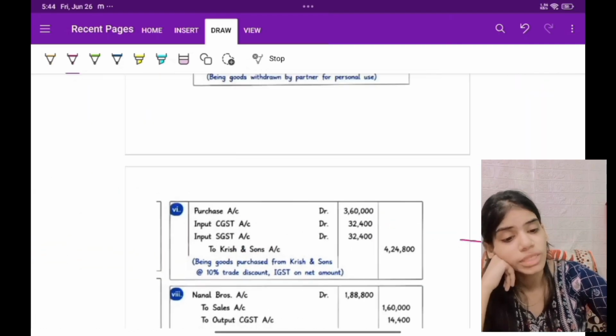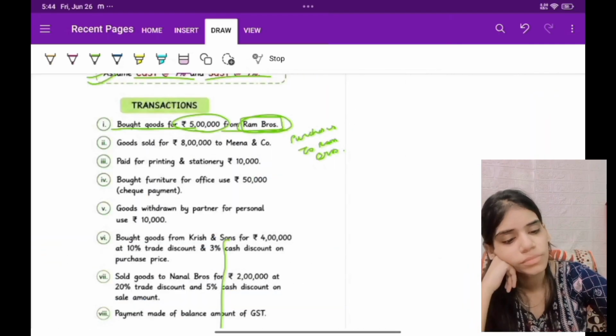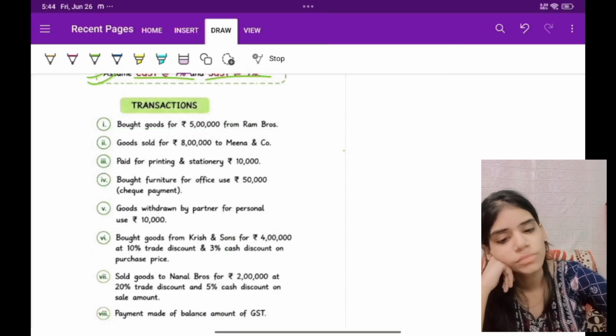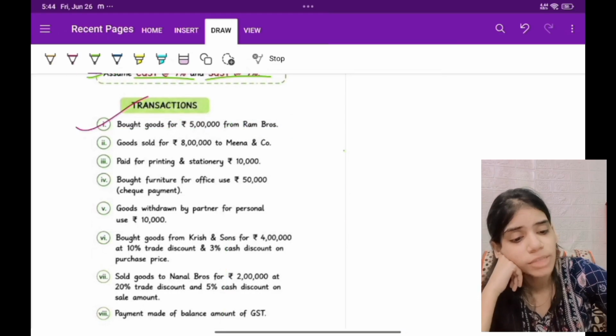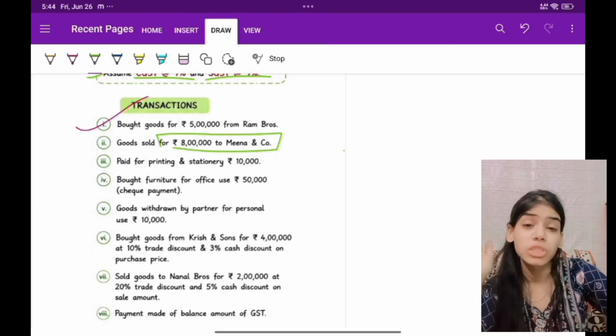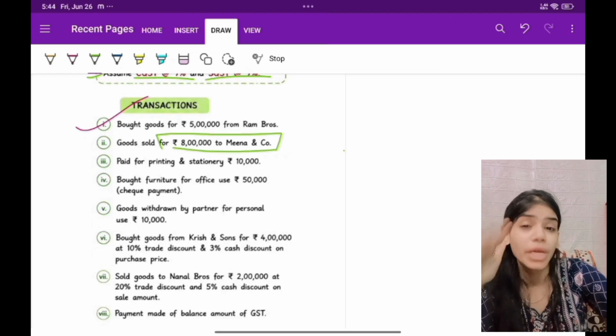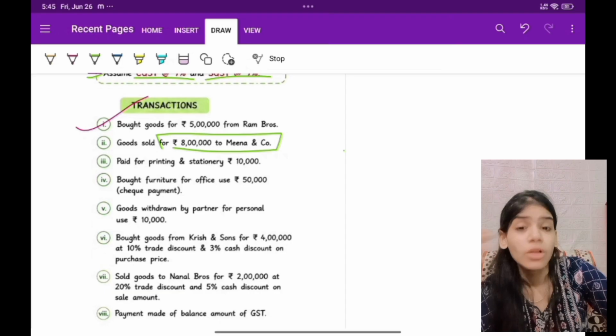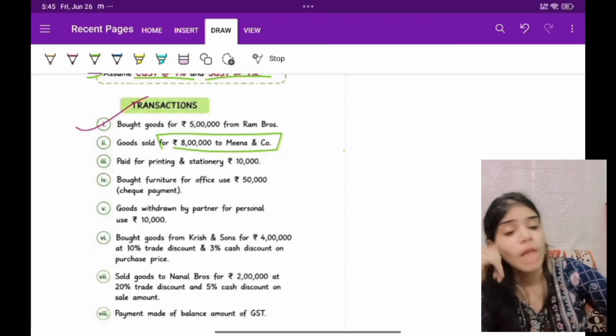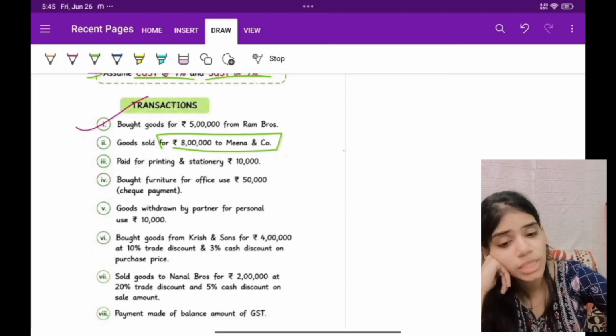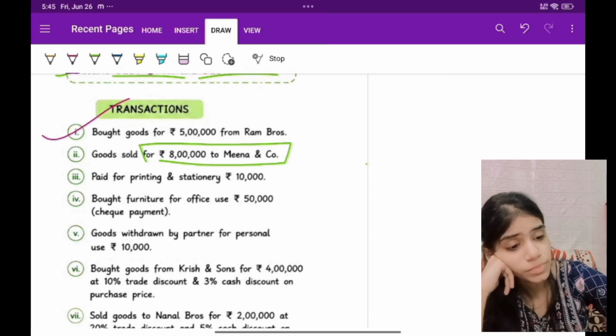Now moving further to the second journal entry. Goods sold for 8 lakh to Meena and Company. Now we have made sales of 8 lakh to Meena and Company, and at the time of sale, of course, we will collect GST. Now whenever we do sales, the basic journal entry we pass is, in this case we have sold goods to Meena, so Meena and Company to sales account.